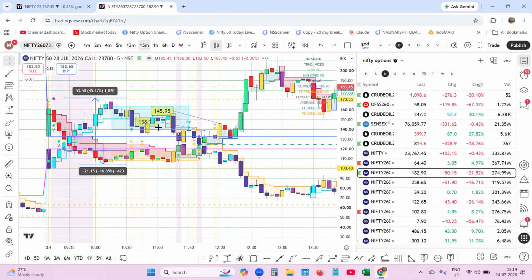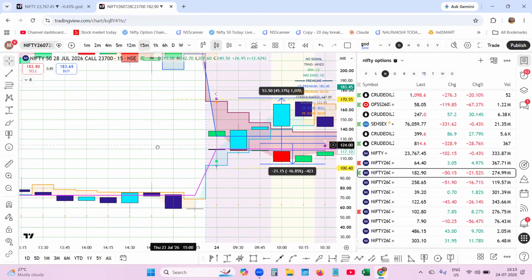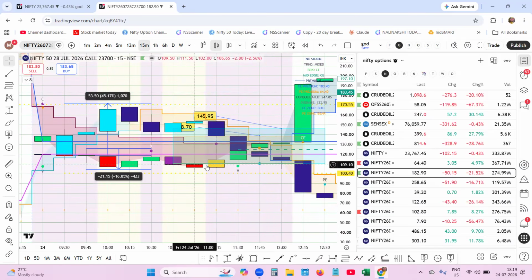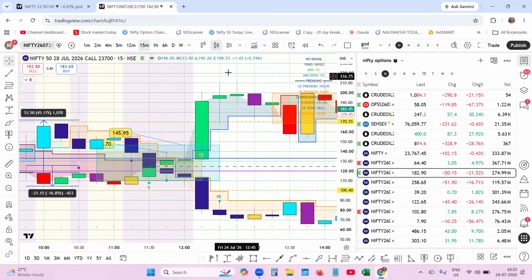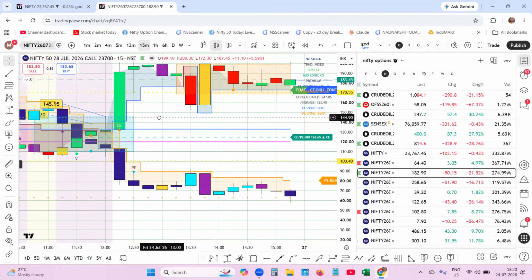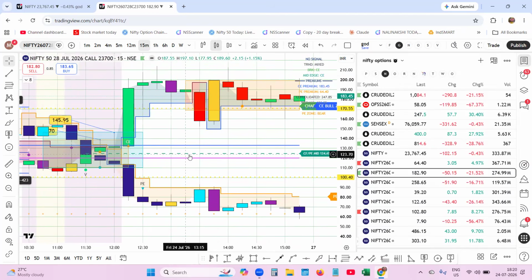Here, when I went to the 15 minutes time frame, you are seeing the premium divergence. Nifty was falling, and even this call option was not going down at all. This is the divergence I usually see in the market. Vice versa, suppose Nifty is going up and the call option premium does not expand. That is also another symptom for you to take the trade.